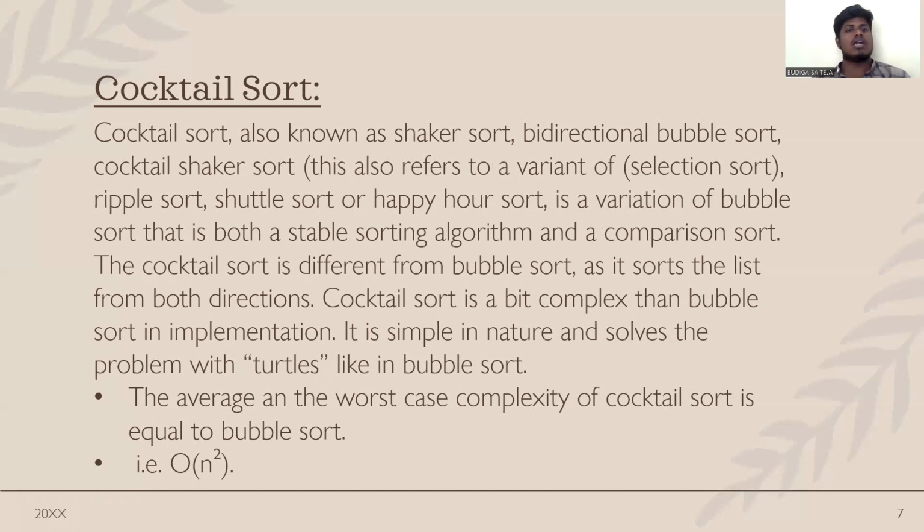Cocktail sort is also known as shaker sort or bidirectional bubble sort. It also refers to a variant of selection sort, shuttle sort, or happy hour sort. This is a variation of bubble sort that is both a stable sorting algorithm and a comparison sort. The cocktail sort is different from bubble sort as it sorts the list from both directions.